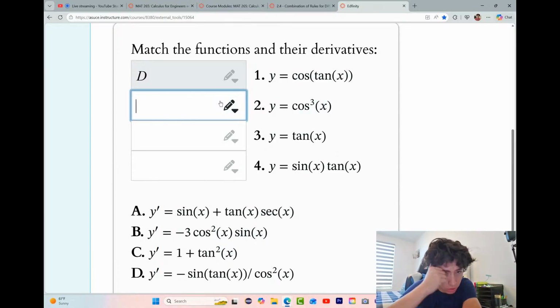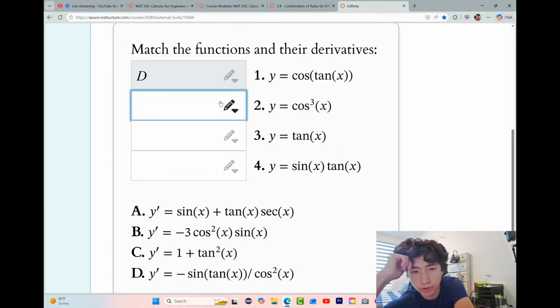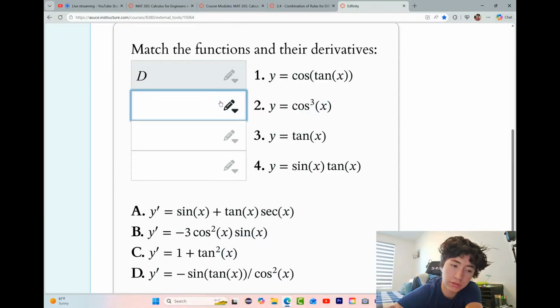Cosine cubed. The derivative of cosine cubed is going to be, okay, so if we use the chain rule, we get cosine of x. Hold on. No, what are we evaluating? The inner function. The inner function is cosine of x. So we have negative sine of x times, hold on, times negative sine of x cubed.